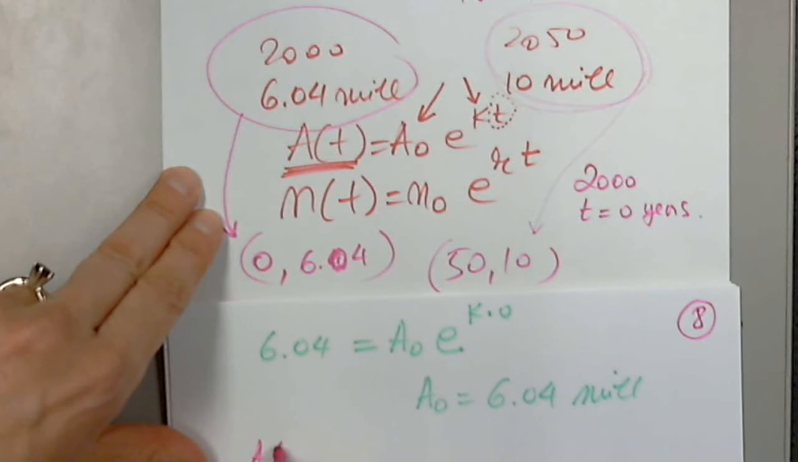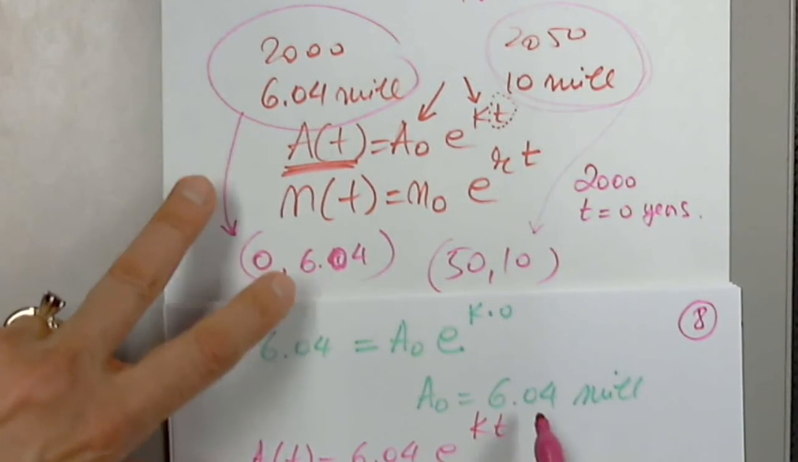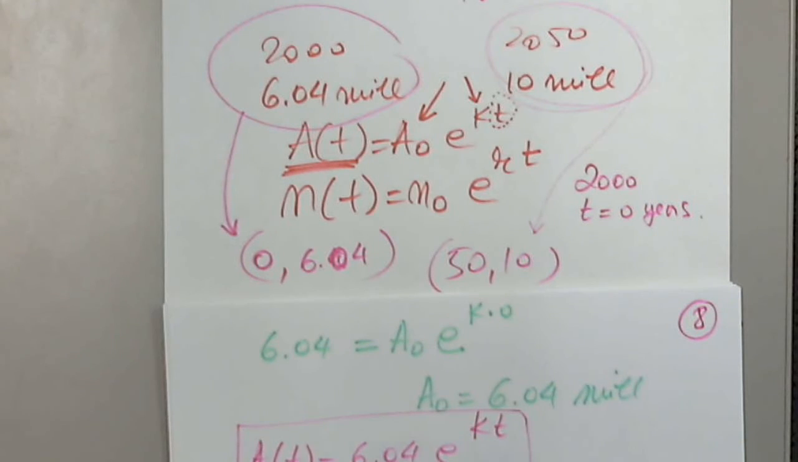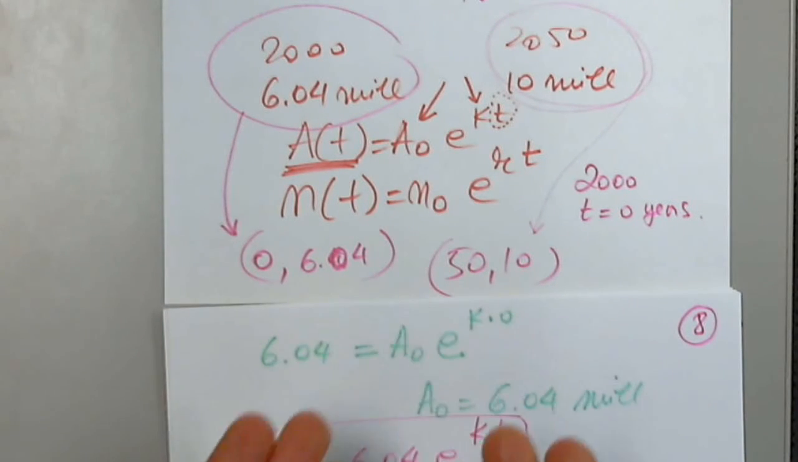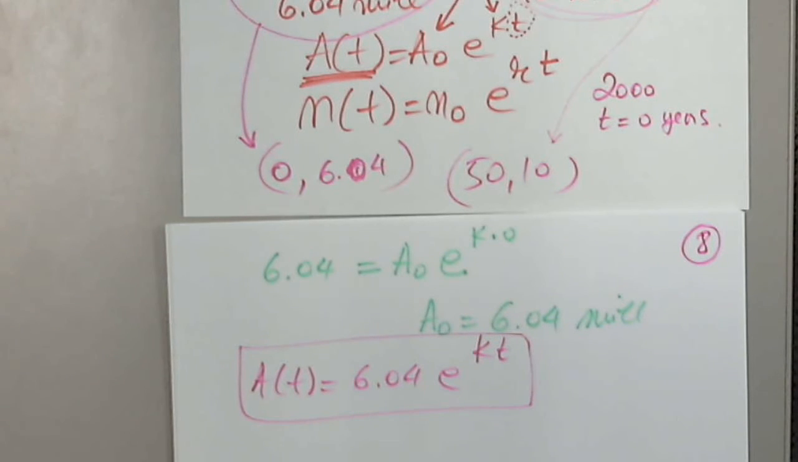I can go back to the model. A of t equals 6.04 times e to kt. This is what I have so far. I determined the initial population. Now, please tell me how to plug in this point in the model. Please dictate when you're ready. A of 10? Yes, how much is A of, no, not A of 10, sorry. I spoke too soon. Not A of 10. A of 15? Yes.